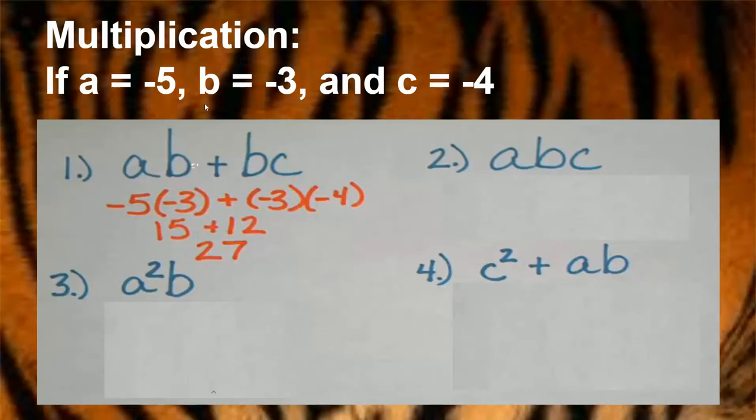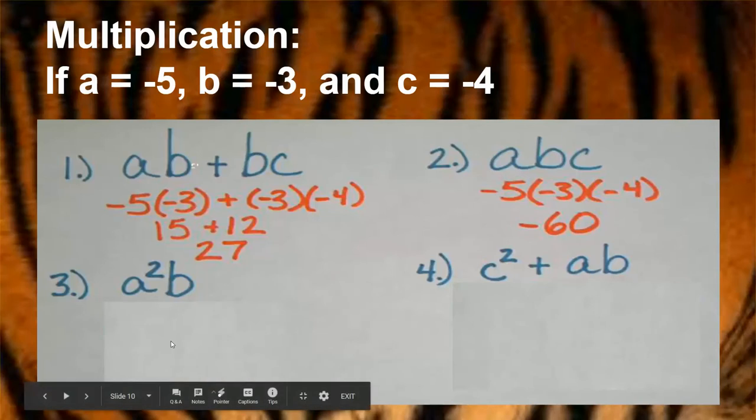Number 2, abc. That means take each of these numbers and multiply them together. Negative 5 times negative 3 times negative 4. There are 3 negative signs. Every 2 make a positive, so the leftover one makes the answer negative. 5 times 3 is 15. 15 times 4 is 60, so negative 60.